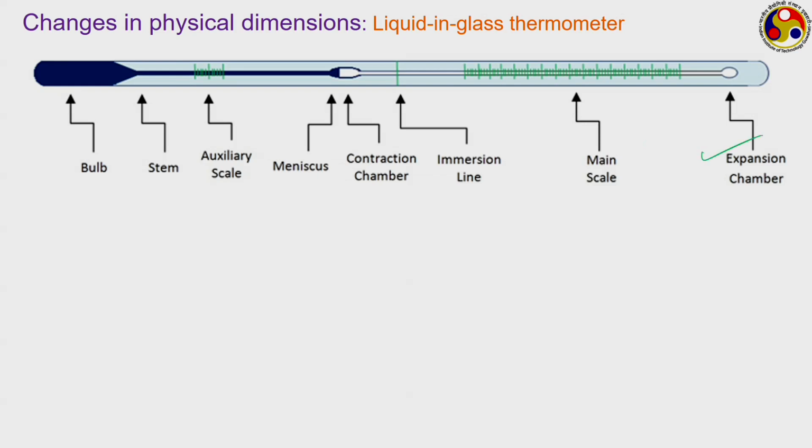If there is a certain rise in the volume of fluid, suppose we have used it for a temperature which is higher than this maximum range, then the thermometer will be expanding beyond the main scale, and to arrest that expansion we provide this expansion chamber.